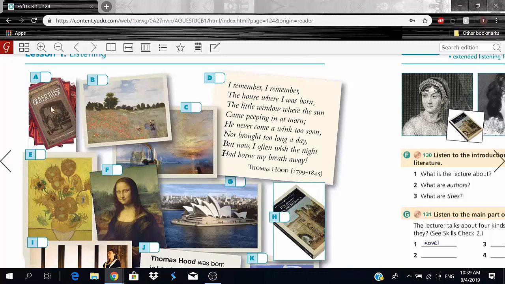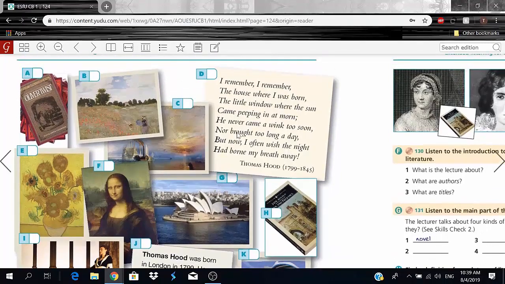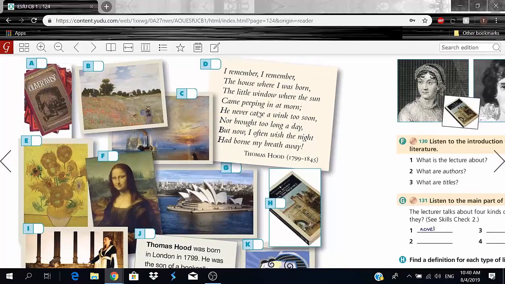So A is the book or novel Oliver Twist. So that one is obviously literature. And then B, this is obviously a painting. So B will be art. C will be art as well. This is also a different kind of painting. Then we have D. D is a poem, so that will be literature.